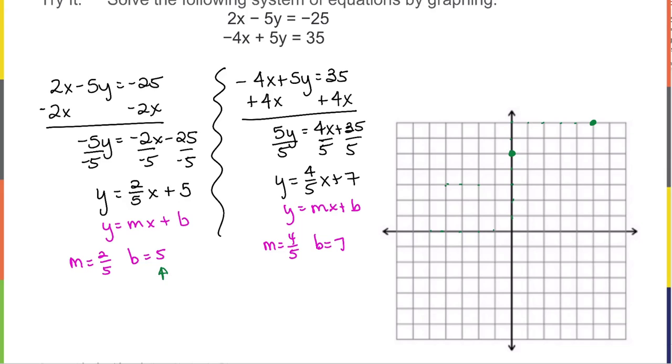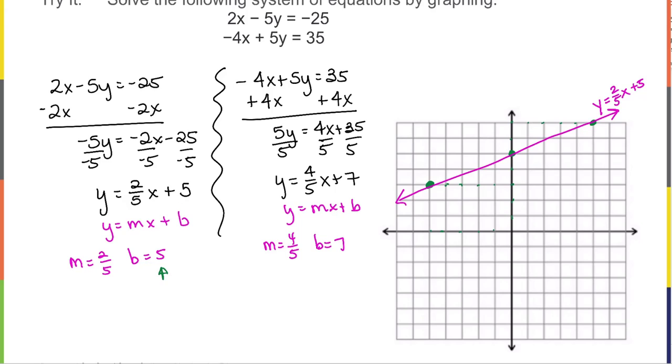Now, I have 2 points. That's enough to draw the line, but because I want to see where they're intersecting, I want this graph to go through all the points it's supposed to. So to find another point, I can go down 2 and left 5. So there is the first line. So I'm going to label it y equals 2/5 x plus 5.